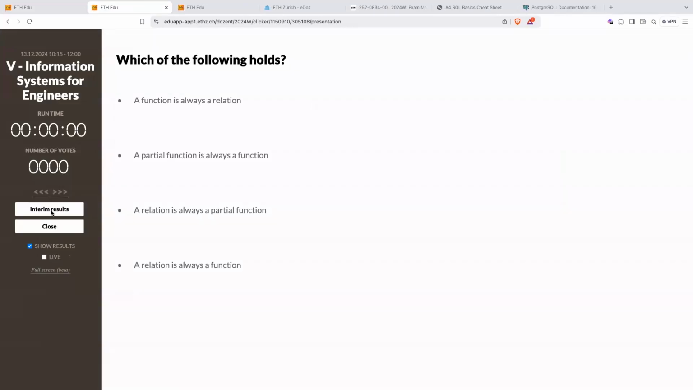Which of the following holds? A function is always a relation. A partial function is always a function. A relation is always a partial function. A relation is always a function, as we define them in the course, of course. One of them holds. The other three do not hold.